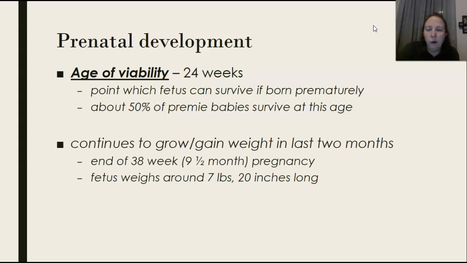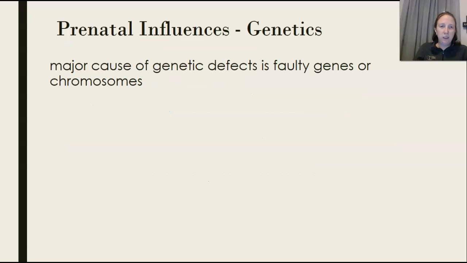The fetus continues to grow or gain weight in the last 2 months. And so at the end of 38 weeks, the 9.5-month mark, the pregnancy is due. And on average, your average fetus weighs around 7 pounds and is 20 inches long, which is one of the reasons why people always ask when babies are born, what were their statistics? How much did they weigh and how long were they? It's kind of a benchmark. The next 2 slides are specifically going to look at prenatal influences.